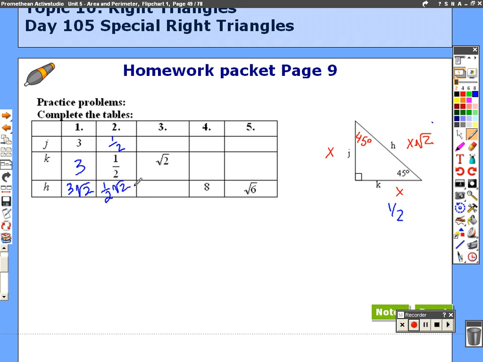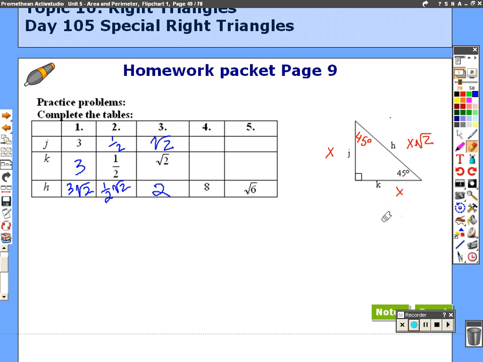Okay. All right, number 3. Next one. They have told us that K is root 2. So this side is root 2. If K is root 2, then J is exactly the same, it's root 2. And H, this one's a little tricky. It's going to be root 2, that's x, times root 2. So root 2 times root 2 is root 4. And what's the square root of 4? Square root of 4 is 2. All right. Let's keep on going.